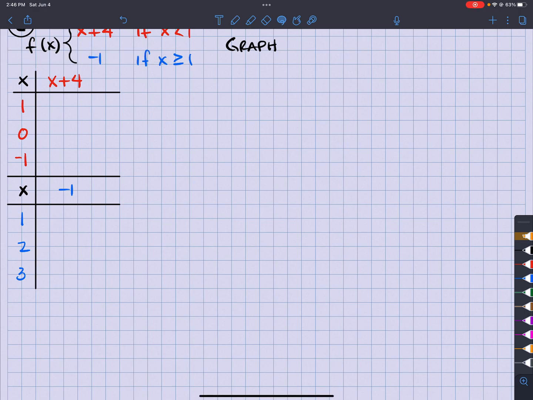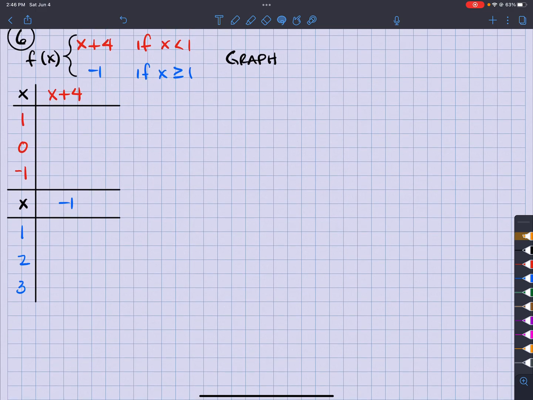So let's deal with just the red. If I was to put 1 in this equation, what am I going to get? I'm going to get a 5. Now, if you notice that this says less than 1, that means it doesn't include 1. So that means here at 1, I'm going to have an open circle. Then at 0, if I put 0 in here, I get 4. And I put -1 in there, I get 3.